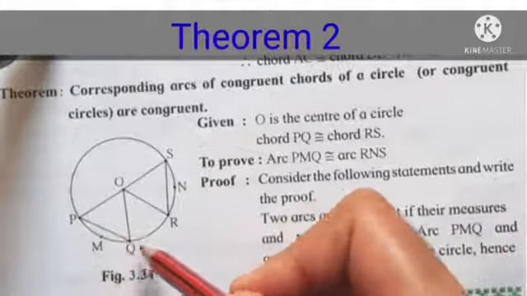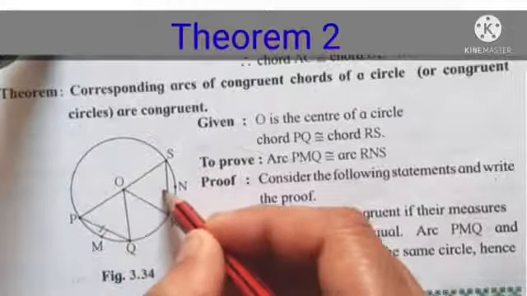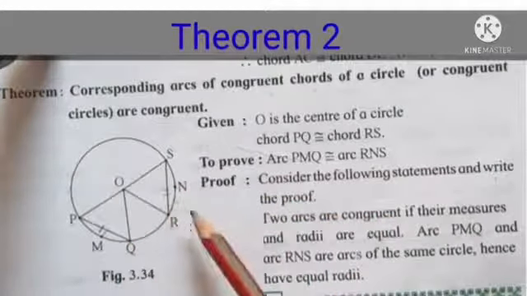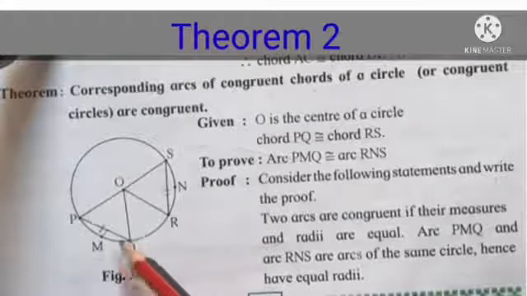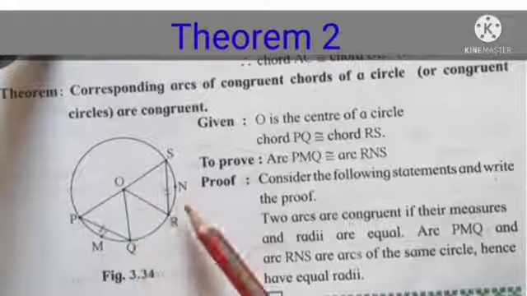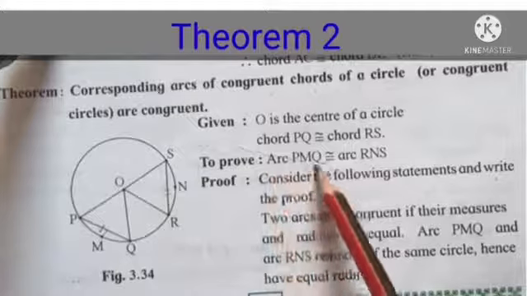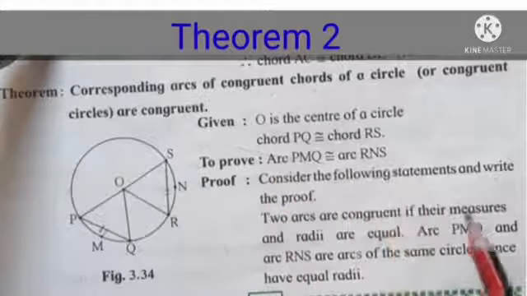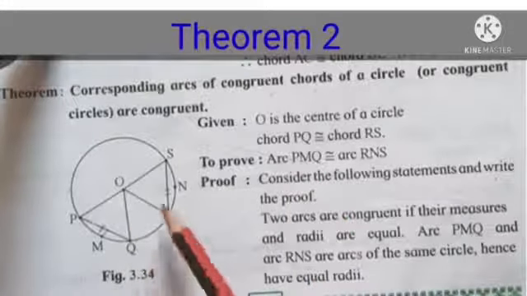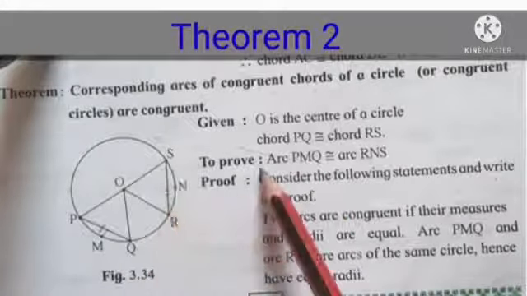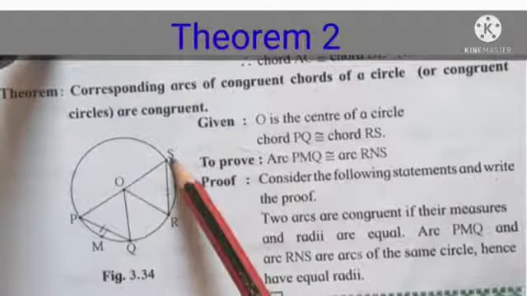Chords congruent are given. PQ is congruent to, here draw the figure first. PQ is a chord and RS is a chord. These two chords are congruent and we have to prove that the corresponding arcs are congruent. What is the corresponding arc to PQ? PMQ. And what is the arc corresponding to RS? RNS. We have to prove that PMQ is congruent to RNS. Okay, what is given? In a circle with center O, chord PQ is congruent to chord RS. We have to prove arc PMQ is congruent to arc RNS.